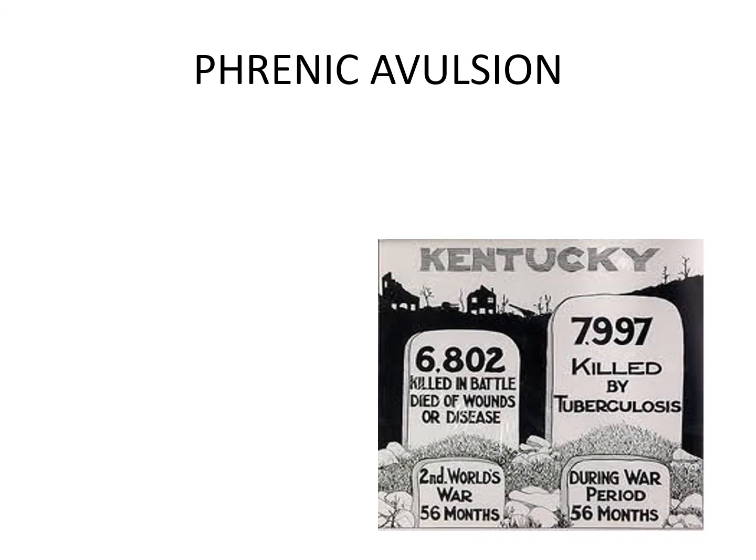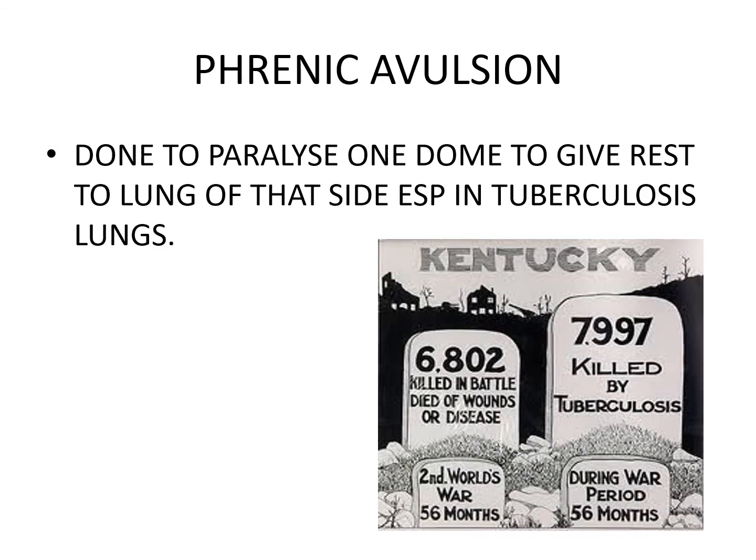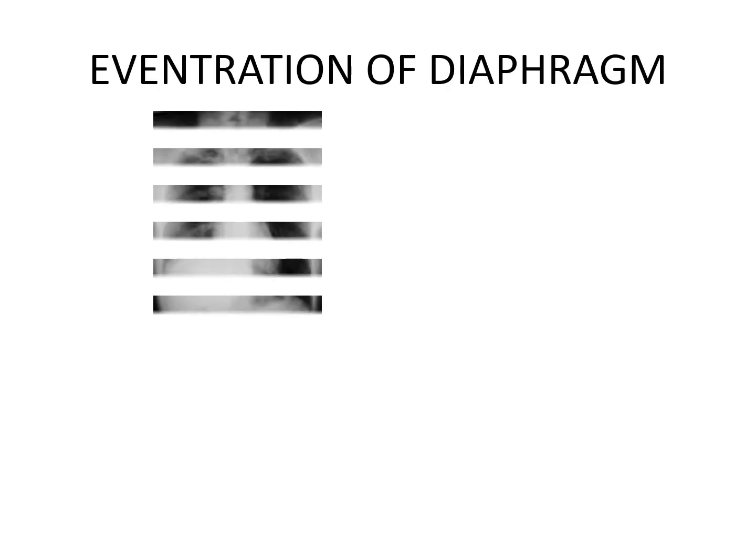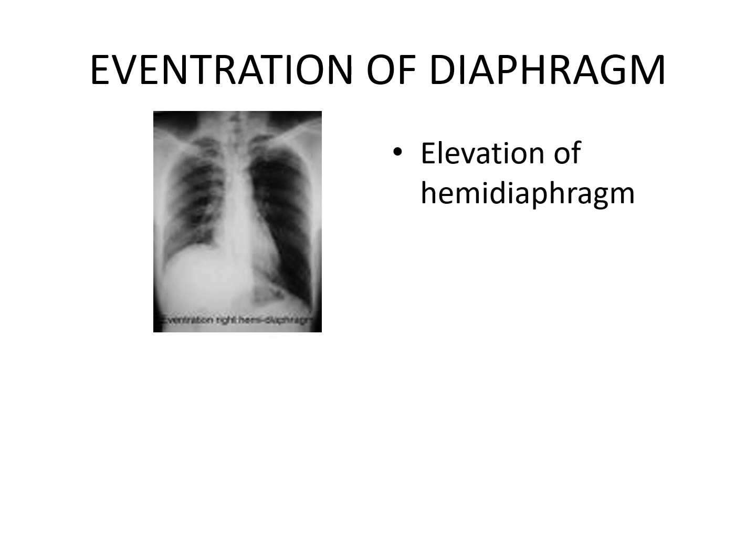Then we have the phrenic nerve avulsion. This is usually done to paralyze one dome of the diaphragm to give rest to the lung of that side, and this was done usually in tuberculosis of the lungs. And sometimes you can have an accessory diaphragm, usually in the thoracic cavity, and it will subdivide the lung into two parts. Then we have eventration of the diaphragm.